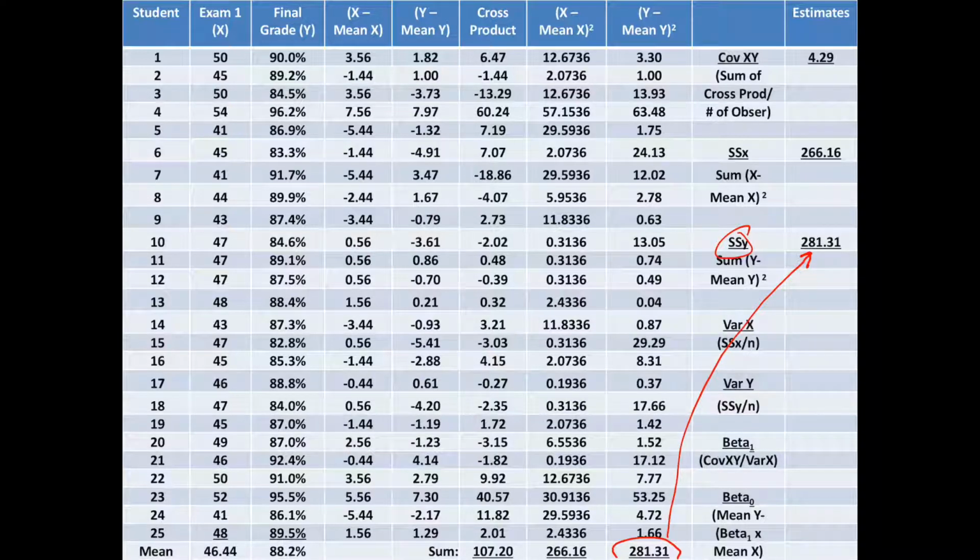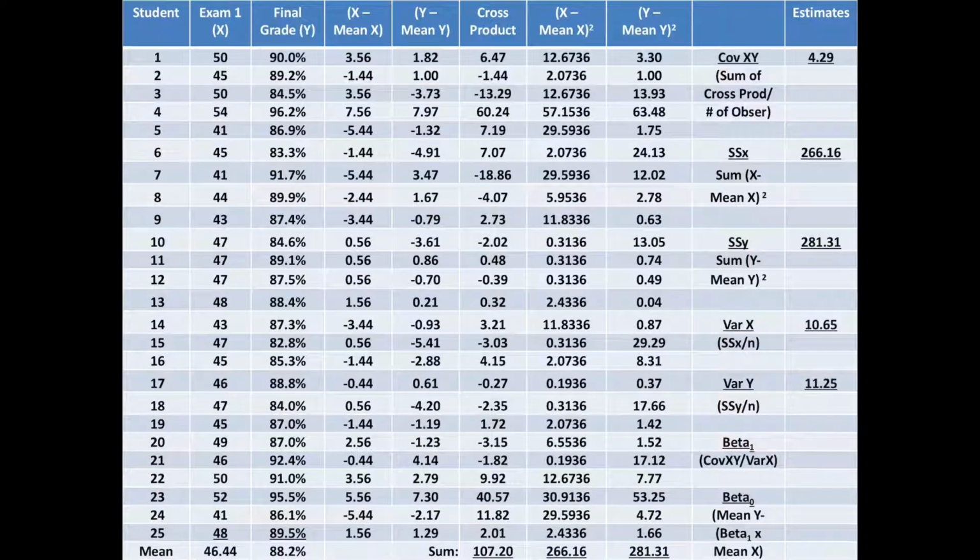But if we had 1,000 of these observations, this number would be much, much bigger. So we want to know in general, what's the average deviation around the x and the y? And so that's where we get the variance. So for the variance, we're going to take the sum of square x right here, and we're going to divide it by the number of people, number of observations we have. So if we take 281.31 divided by 25, it's going to give us 11.09.